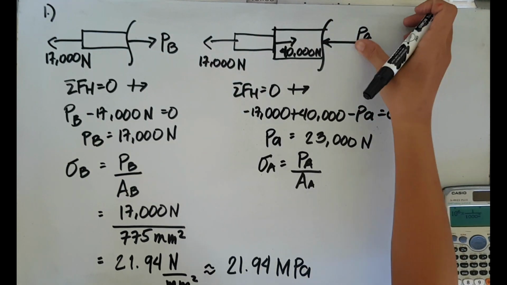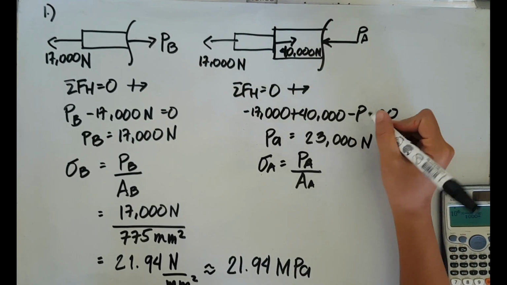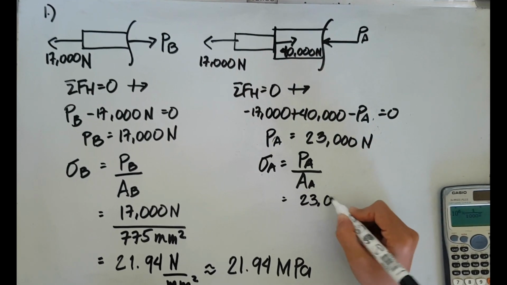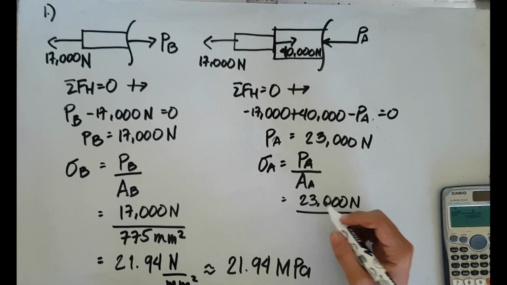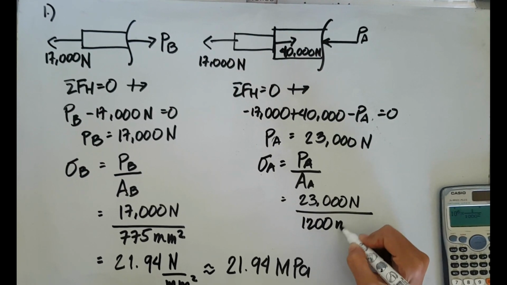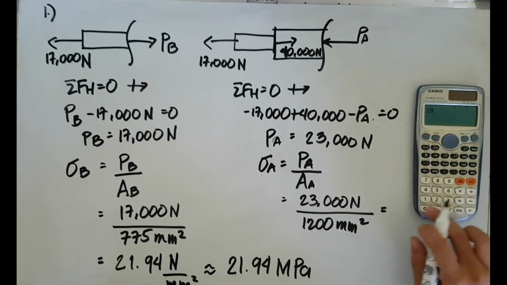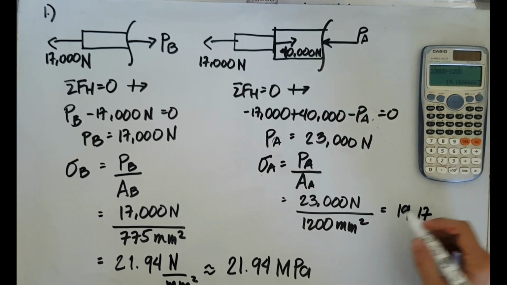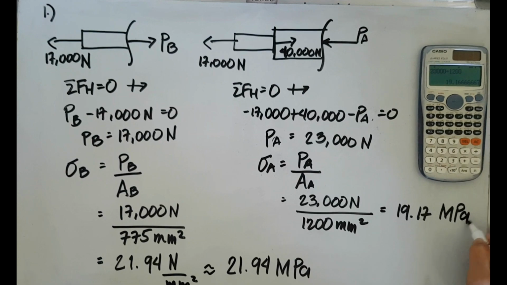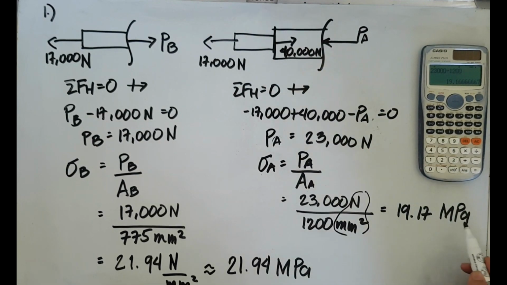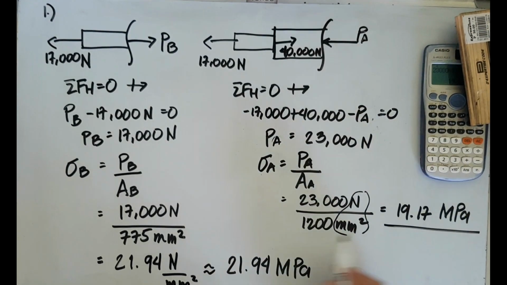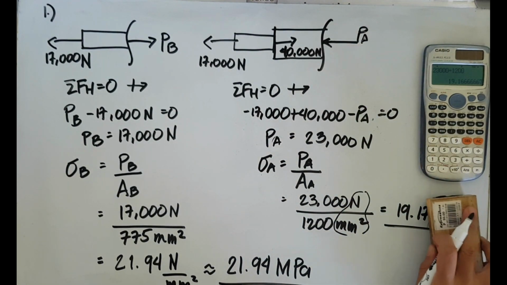And solving for the stress, the cross-sectional area for the aluminum is equal to 1,200 square millimeter. So substituting the values, therefore our stress at the aluminum section is equal to 19.17 megapascal.